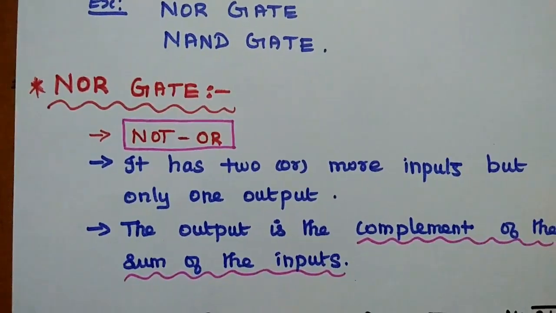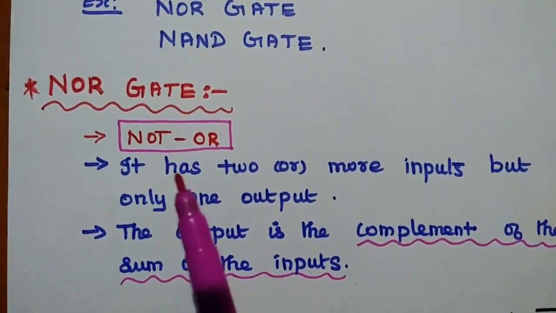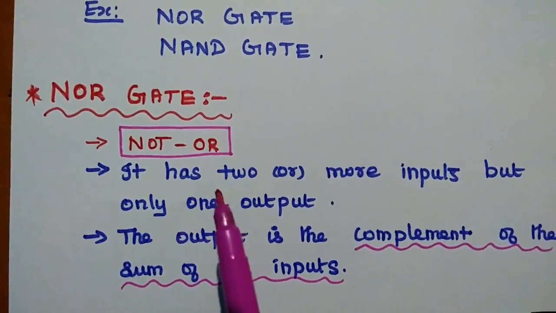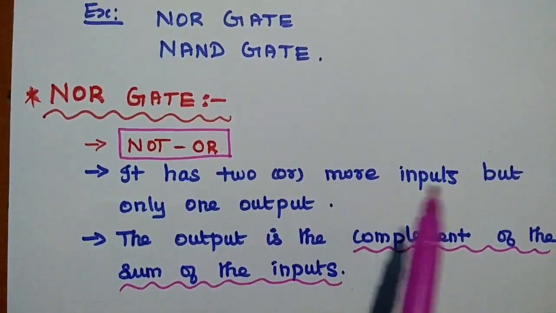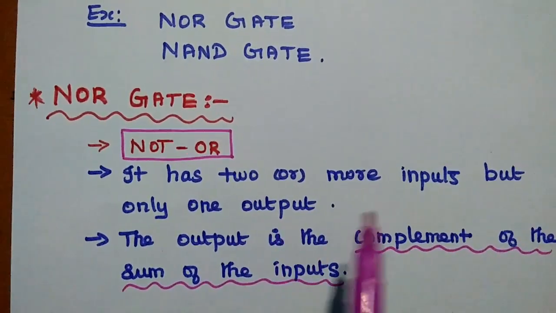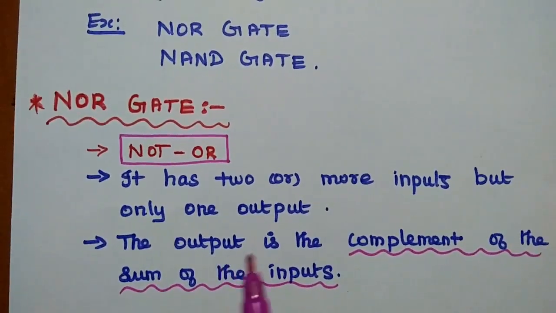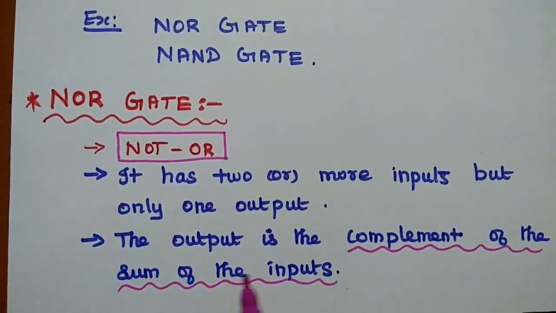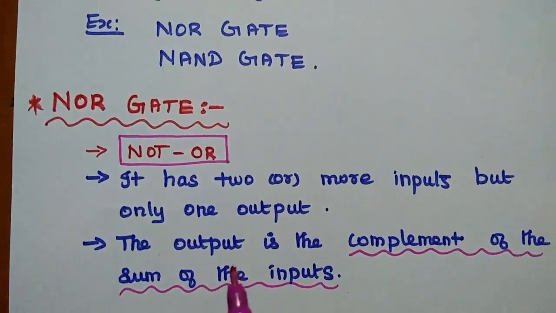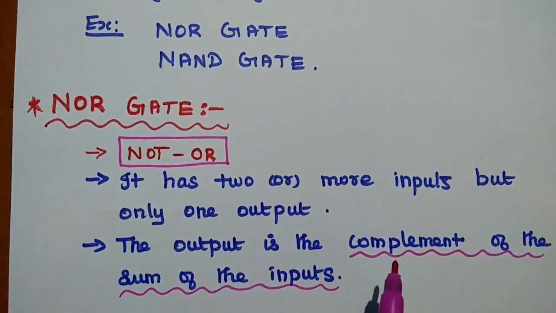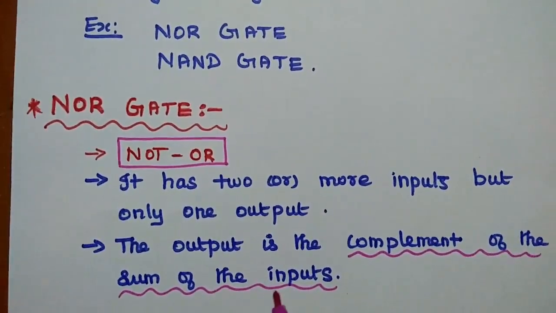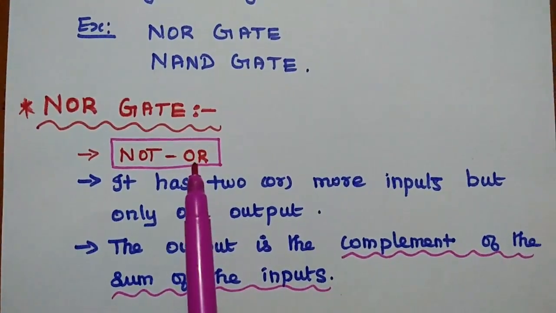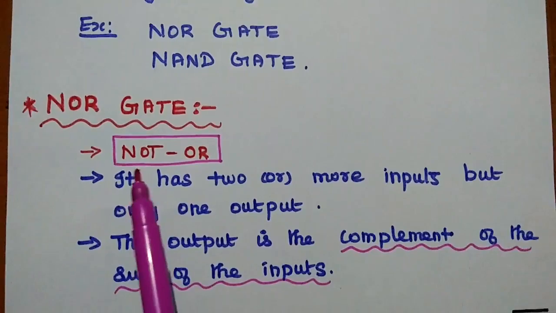NOR gate is also called the combination of NOT and OR. It has two or more inputs but only one output. Here the output is the complement of the sum of the inputs. OR represents the sum operation, and for that sum we take the complement.